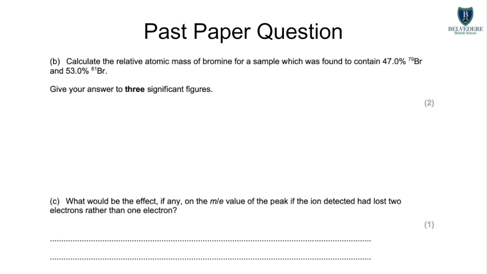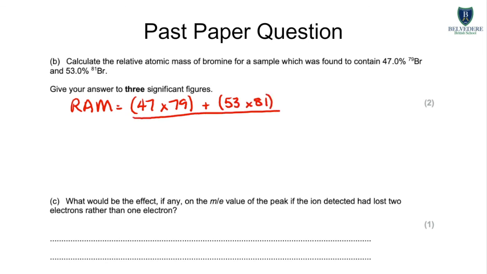So then we want to calculate the relative atomic mass for a sample that was found to contain 47% 79 and 53% 81. So this is exactly what you learned back in GCSE. So we have 47 times 79 plus 53 times 81, all divided by 100, that gets you your first mark, and the second mark is for the answer of 80.1. Of course, putting all of that into your calculator.